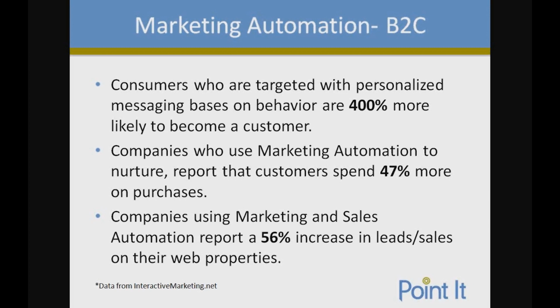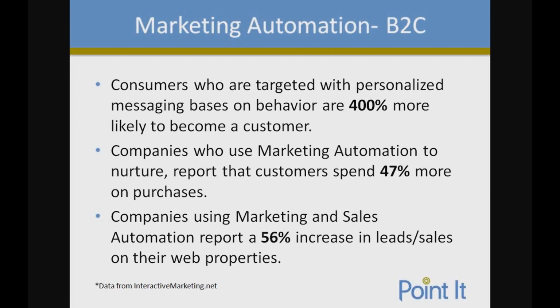The next item, companies who use marketing automation to nurture report that customers spend 47% more on purchases. Depending on the price point of your products, you can see that 47% more on their purchases can be a huge difference in your bottom line. So it shows again the value of that ongoing nurture, keeping those customers happy and keeping a customer for life ultimately helps you gain more revenue and adding that into your bottom line.